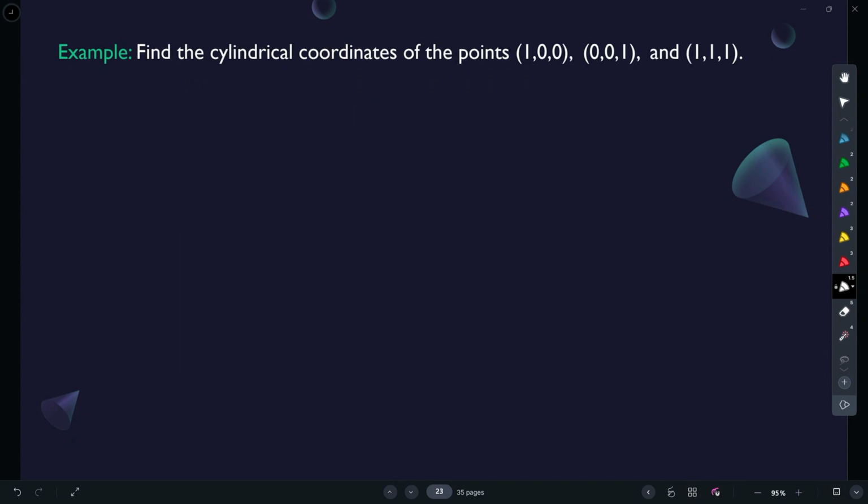Find the cylindrical coordinates of the points (1, 0, 0), (0, 0, 1), and (1, 1, 1).